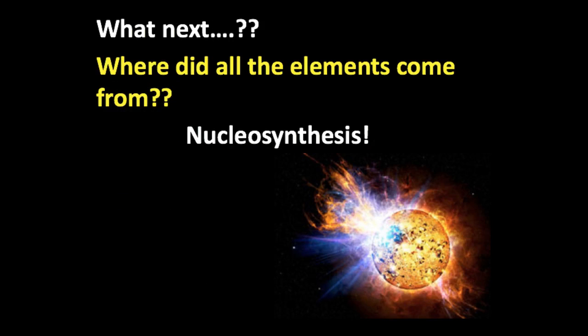Nucleosynthesis is the formation of new larger atoms by the fusion of smaller ones. Stars can do this, building up from hydrogen, atomic number 1, to iron, atomic number 26, in their cores. Where do you think heavier elements than iron come from?